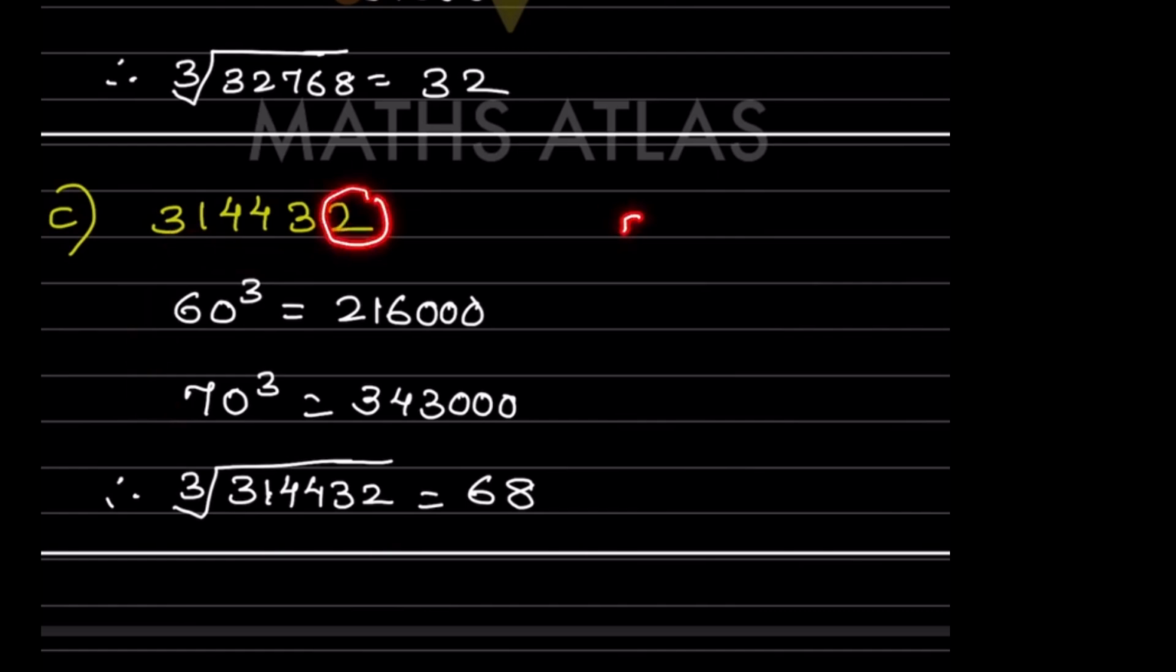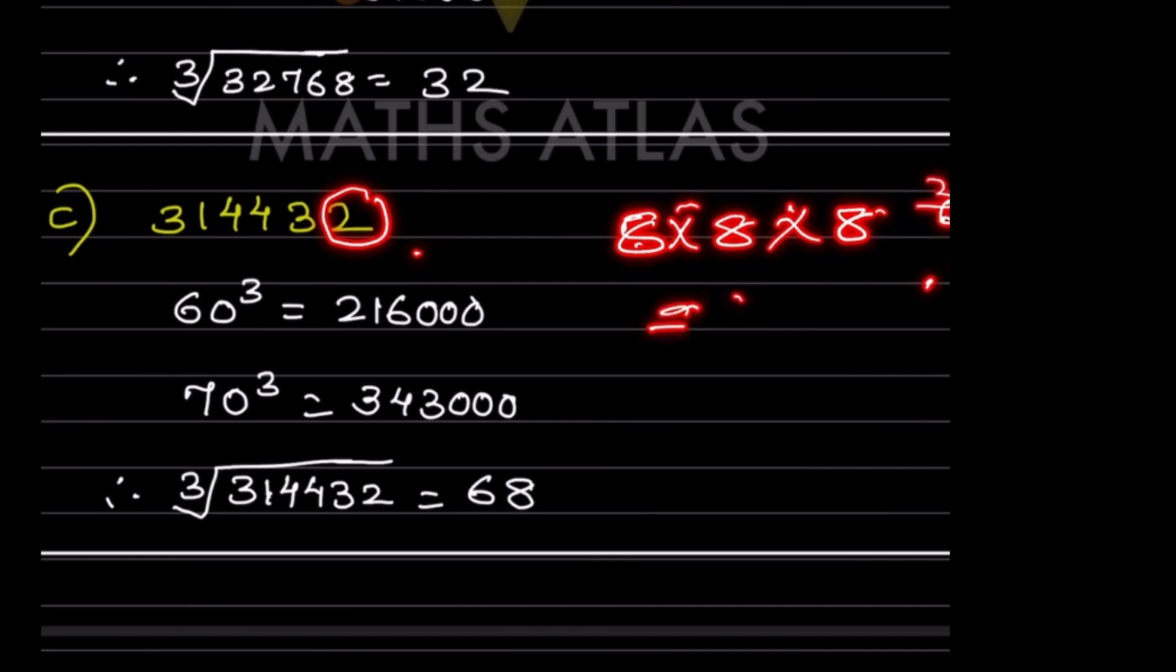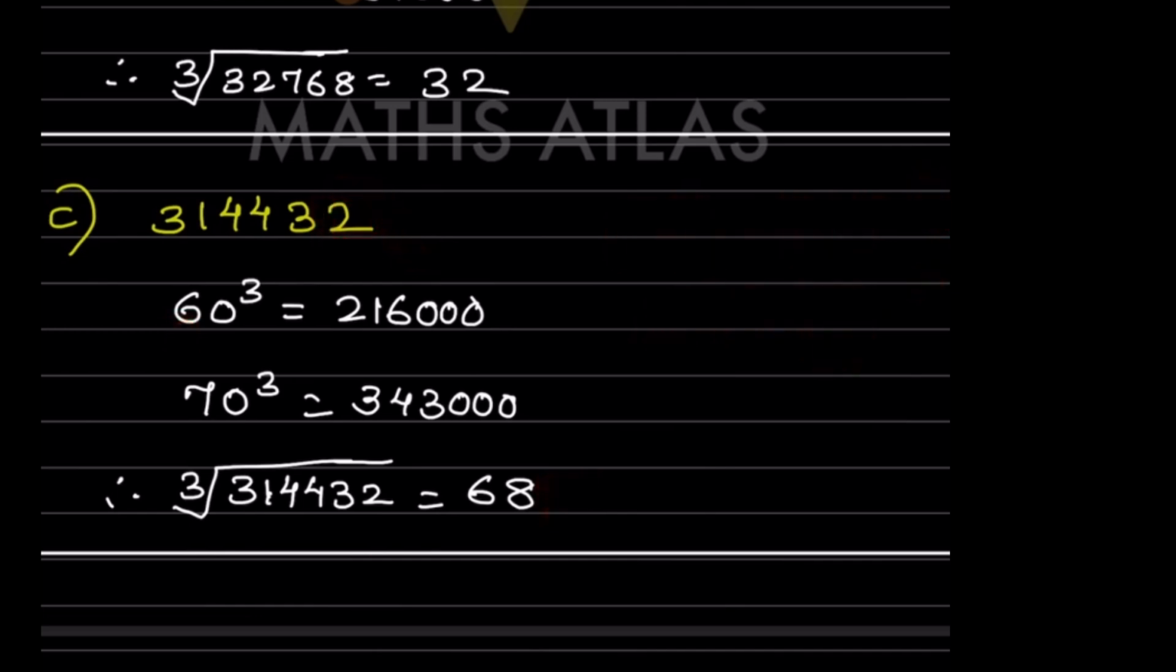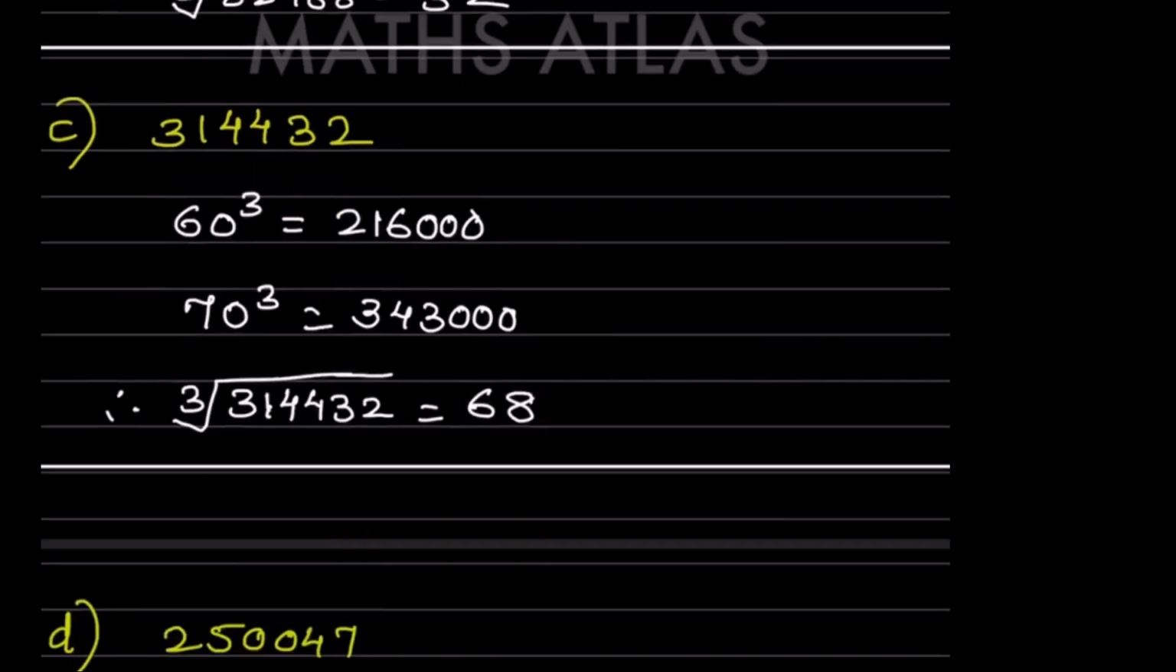So now where do we get 2 here? So now look at here. 8 into 8 into 8. 8 8s are 64 and 64 8s are, so that is going to be 512. So we get here 512, this is where we get the unit place 2. So here the possibility is only 68. Hope you got this. Only concentrate on the unit place. So the answer is 68. Cube root of this one is 68.